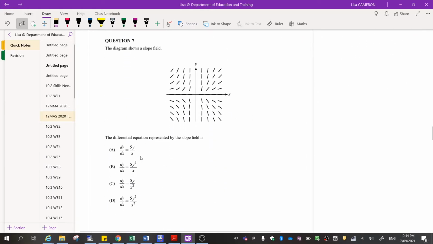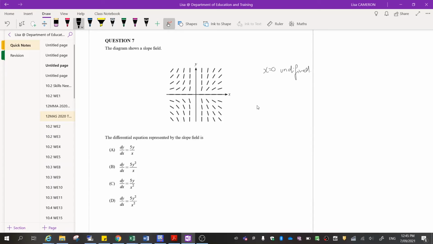Okay, question 7, slope fields. Gotta love a slope field. So first thing that we're going to check is the easiest parts. So when x equals 0, it's undefined. Now, I can tell that because there's nothing on this axis. If it was going like that, you'd be able to see that it would have a value, which means that x has to be on the denominator. So this is an option, that's an option, that's an option, that's an option. Okay, that didn't help.